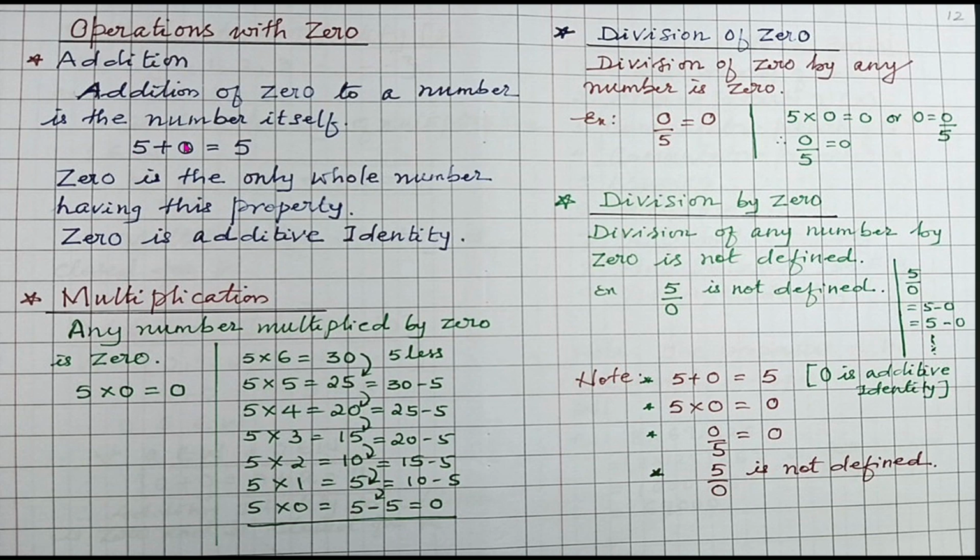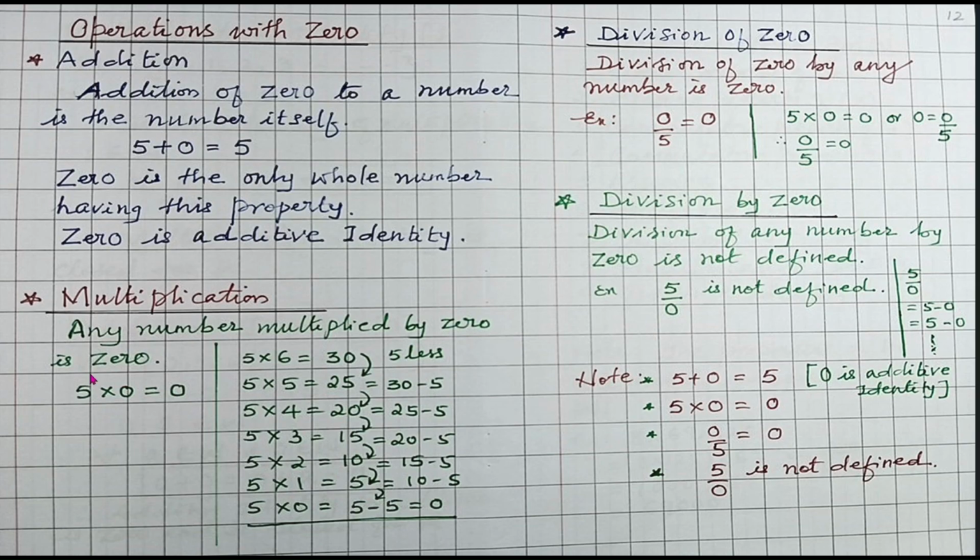Now 5 when added to 0, we get back 5. So 0 is the additive identity. It is a whole number. The additive identity is possible for the set of whole numbers. 0 is the only whole number having this property, and therefore 0 is the identity.